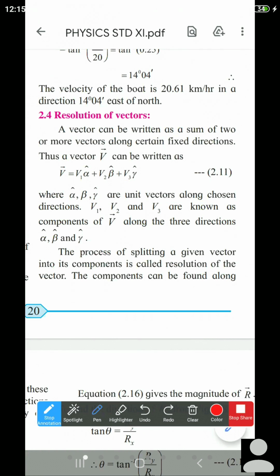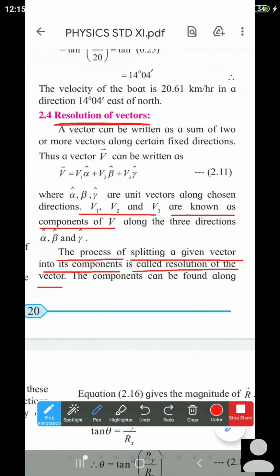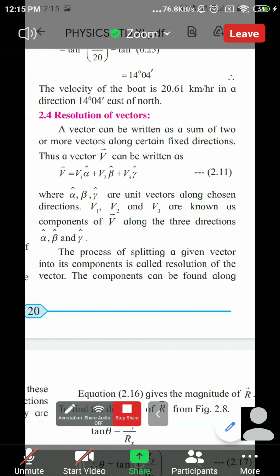Now listen to the definition of resolution of a vector. The process of splitting a given vector into its components is called resolution of the vector. यहाँ पर v1, v2, v3 are known as the components of v along the three directions alpha, beta and gamma, and hence this is the resolution of v bar. Okay, see here in the figure also.